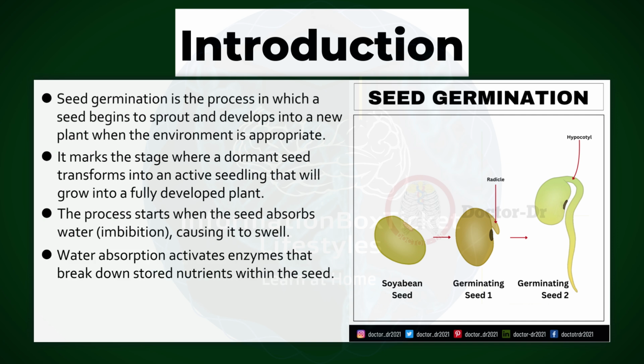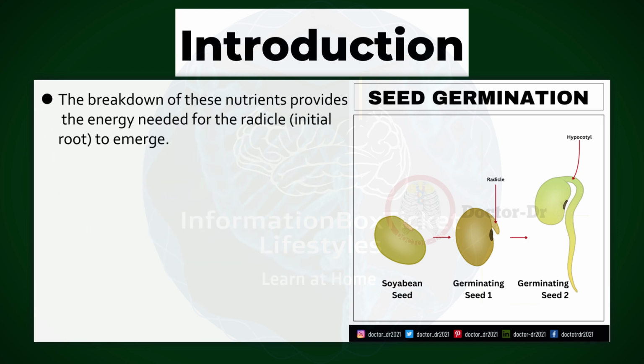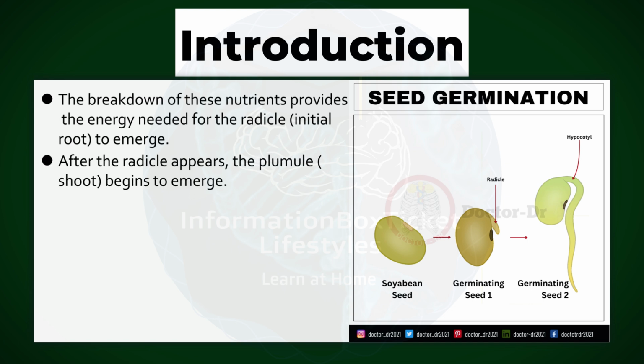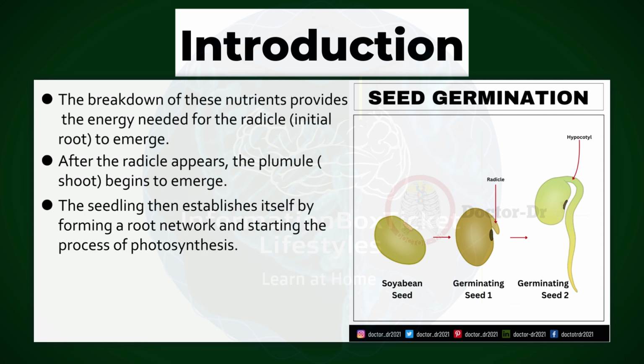Water absorption activates enzymes that break down stored nutrients within the seed. The breakdown of these nutrients provides the energy needed for the radicle, initial root, to emerge. After the radicle appears, the plumule, shoot, begins to emerge. The seedling then establishes itself by forming a root network and starting the process of photosynthesis.